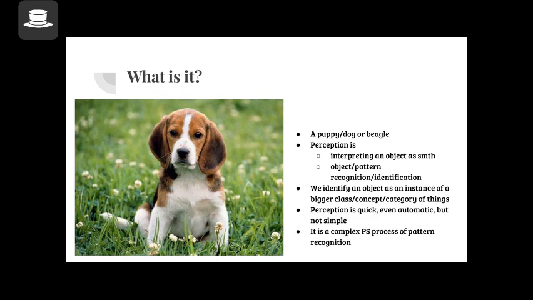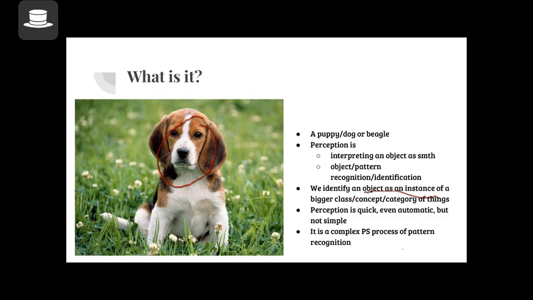And that is because we have concepts or categories based on our experiences. We have concepts of dogs. A dog is an animal with so and so features, correct? So when you perceive a new dog, you're identifying this new dog as an instance of a bigger category of things called dogs.